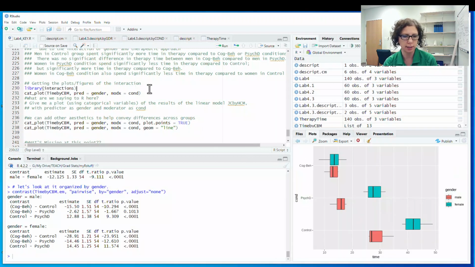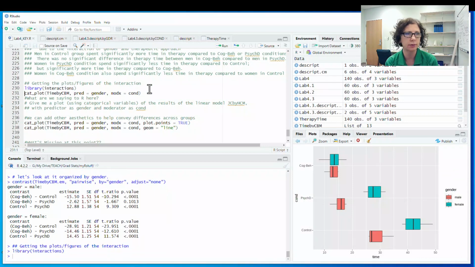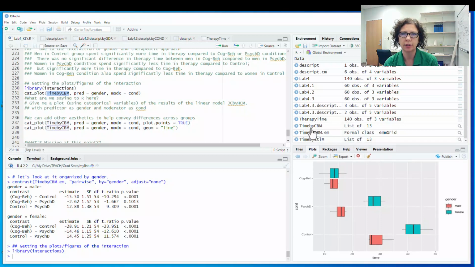What you'll need is the package called interactions. And what I'm saying here is I want a plot that uses categorical predictors. I'm going to take that same regression that I've already made, time by cognitive behavioral male, and I'm letting R know that the predictor is gender and the moderator is condition. Typically you put the moderator with the one with more levels, and we'll see it again in our moderation lab later on.